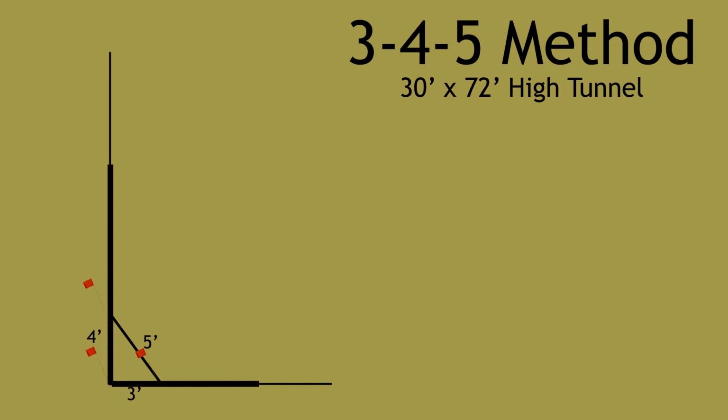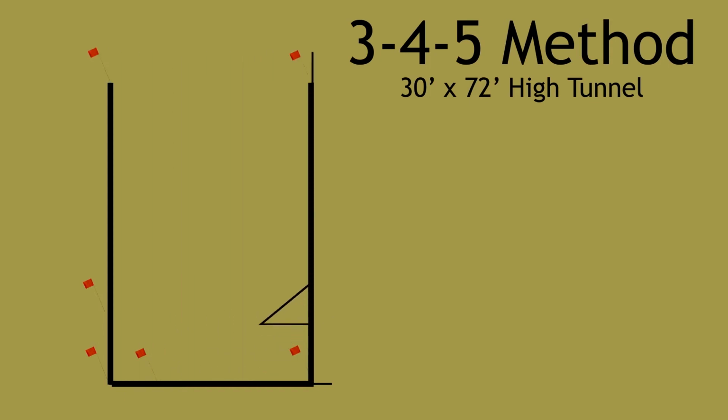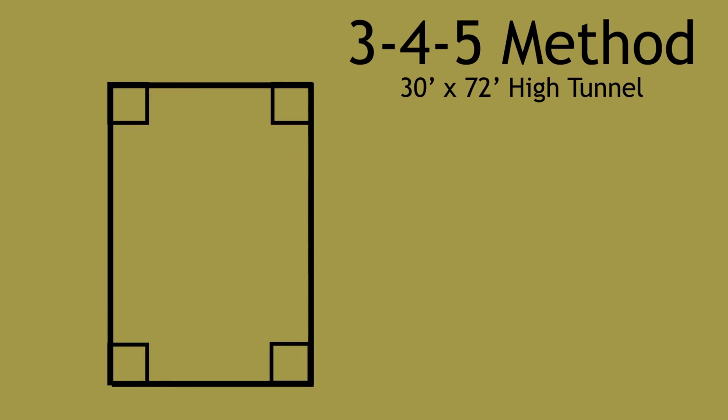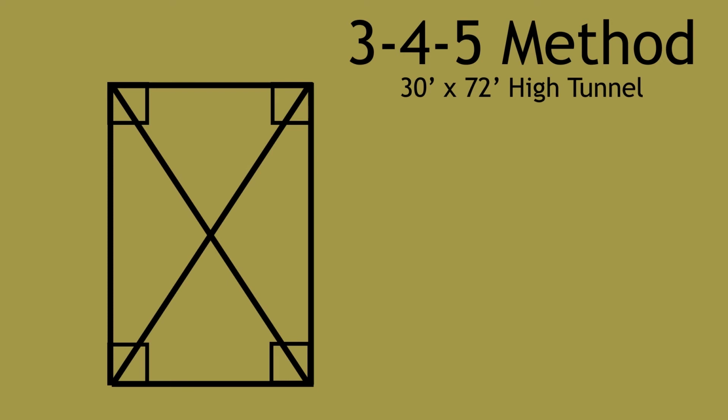Now you can measure your tunnel dimensions from the starting corner and place the other corner flags. Repeat the process in each of the other corners. When all corners have been checked, the tunnel site should now be squared. As a final check, measure the diagonals and they should be equal.